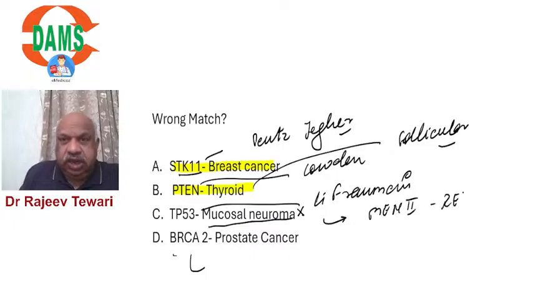The gene is RET. This is wrong. And BRCA 1, 2 for breast cancer, ovary cancer, peritoneal cancer. BRCA 2 for prostate, colon, pancreas also. 1 also can cause prostate. 2 also male breast cancer. So this can be there. Prostate, although not common with 2, but maybe this. But mucosal neuromas is not found in P53 mutation.